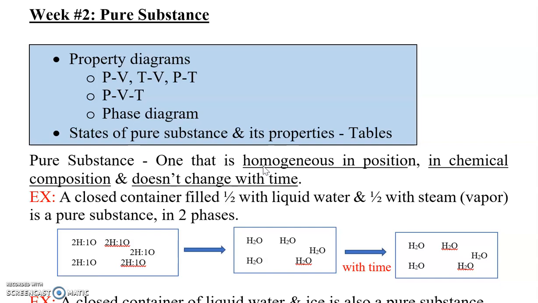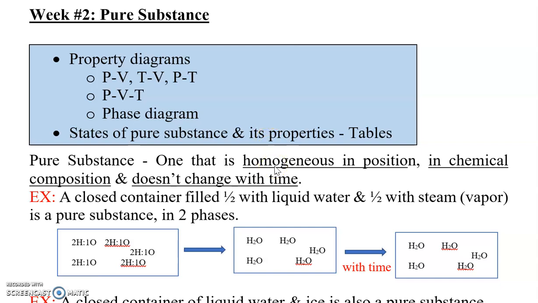In this module, we'll look into the property diagrams, PV, TV, and PT diagrams, PVT diagram, phase diagrams, states of pure substance and its properties, of course the tables in the appendices. What is pure substance? Pure substance is one that is homogeneous in position, two, homogeneous in chemical composition, and thirdly, it does not change with time.